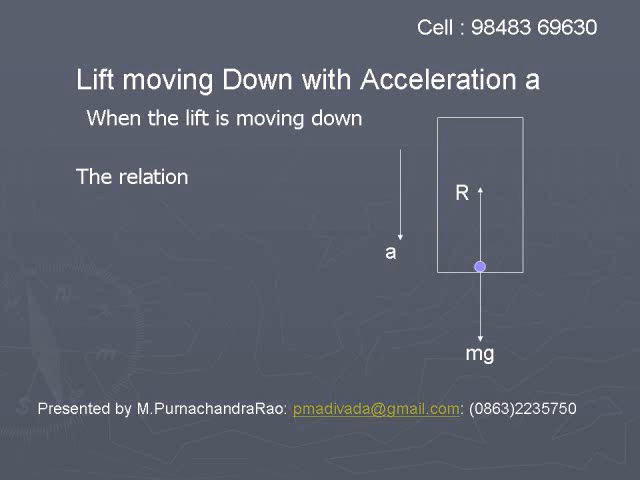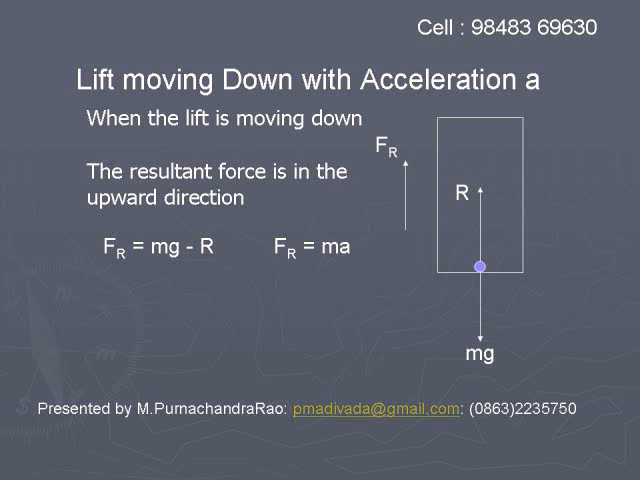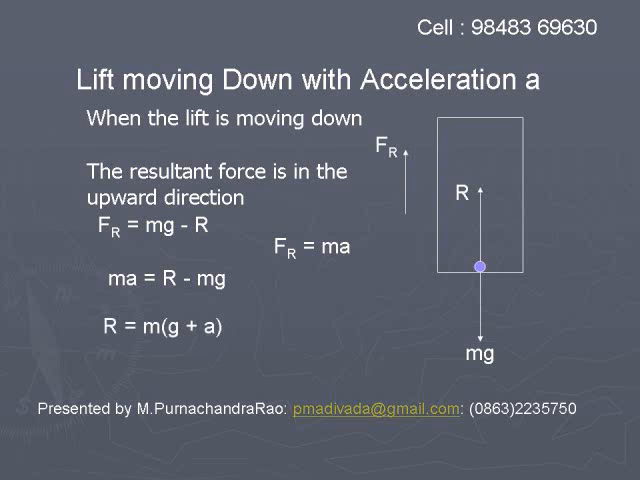In the case of the lift accelerated in the upward direction, let us apply the relation Fr is equal to ma. If accelerated upwards, then R will be greater than mg. Then Fr will be equal to R minus mg. But Fr is equal to ma, hence ma is equal to R minus mg. Rearranging this, we get R is equal to m into g plus a.